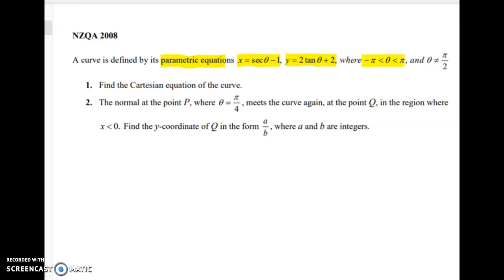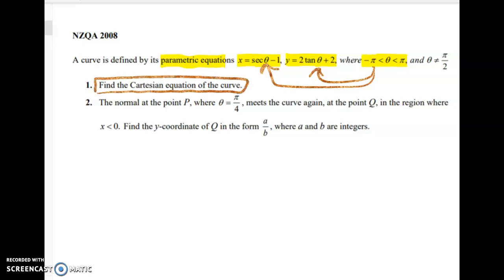And this is the angle, and so this angle feeds into both the x and the y values. And we have a choice in this question about whether we stick with the parametric form or whether we work more with the Cartesian form. But the very first thing we have to do is to find the Cartesian equation of the curve.